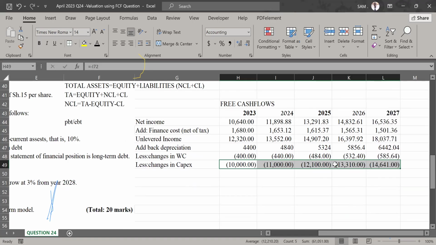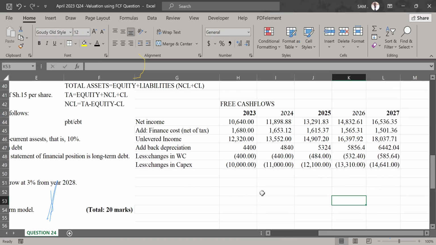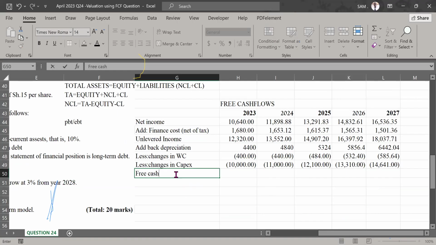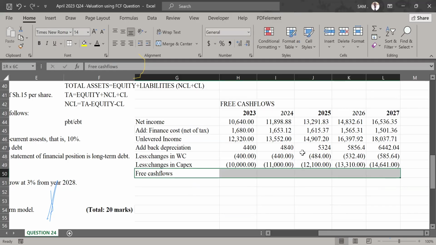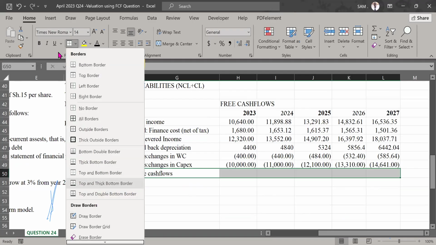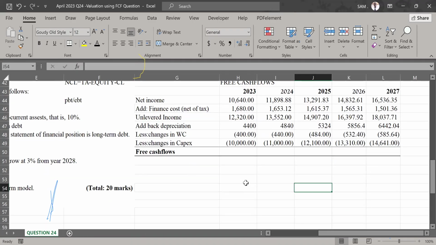So after I bring in all the changes in working capital and changes in capital expenditure, what we are going to get are the free cash flows. Let us now get the net effect and have our free cash flows. Then from there, we can easily get to value this farm.